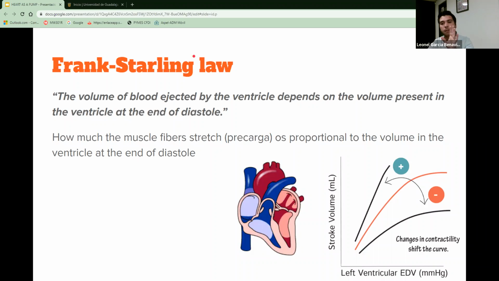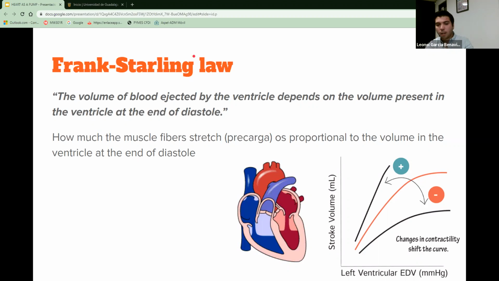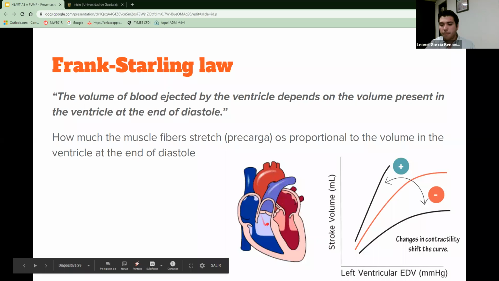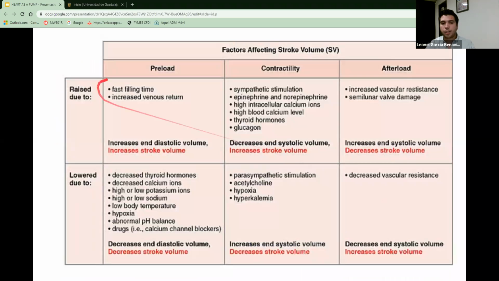That's the law. There are going to be some exceptions, like dilated cardiac hypertrophy, okay? That's when the heart is hypertrophic, but the walls are very, very thin, so they don't have a lot of potential of contraction. However, in all other people, if you get more volume and stretch the fibers a lot more, the contraction is going to be more powerful thanks to this law. So that alters preload.